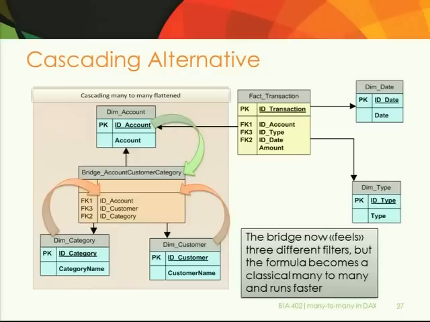Okay. So the question is, why don't you create a relationship between the DIM account in fact transaction and the ID account in the bridge table? And the answer is no. You cannot create such a relationship because ID account is not a key in the bridge table. In the bridge table, the key is ID account, ID customer, ID category all together. So you cannot create a relationship between the fact table and the bridge because ID account is not a key for the bridge table.